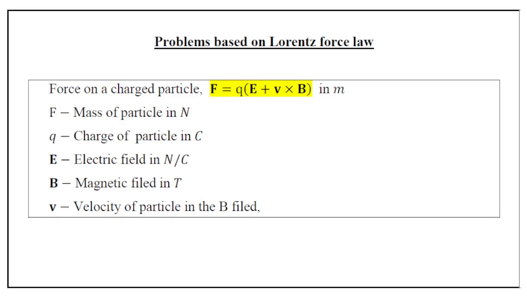The next problems are based on the Lorentz force law. The force on a charged particle moving in a combined electric and magnetic field is F is equal to Q into E plus V cross B, where F is the force on the particle. It is not mass, it is the force on the particle in Newton. Q is the charge of particle in Coulomb, E is the electric field in Newton per Coulomb, B is the magnetic field in Tesla, and V is the velocity of the particle in the magnetic field. Remember, this F is not the mass, it is the force acting on the particle.